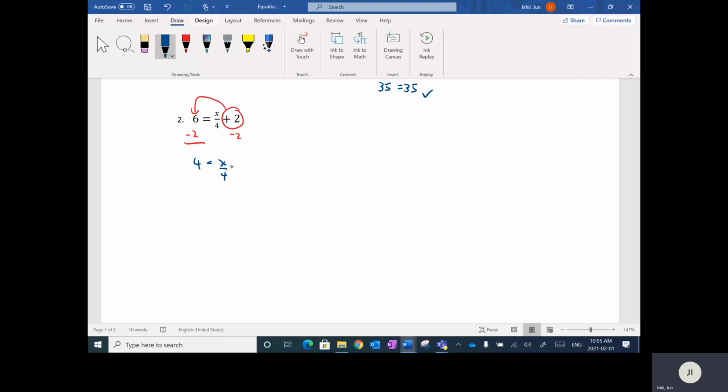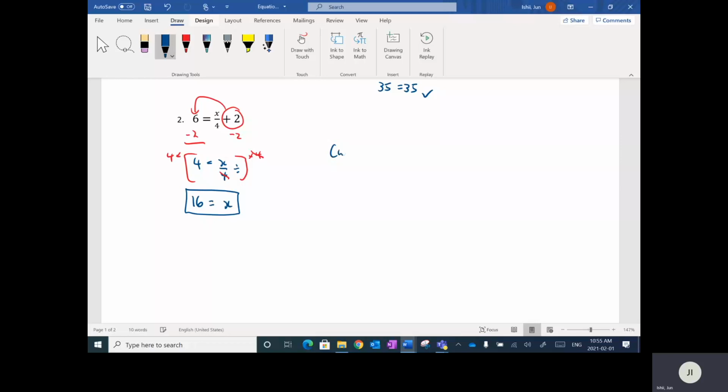Whenever you have a fraction, it's the same as a division. So the opposite of dividing is to multiply. The way I write it is I put the whole thing in brackets, and I multiply both sides by 4. This 4 will cancel with this 4, and therefore x is going to equal 4 times 4, which is 16. There's my answer. Again, the opposite of division is to multiply, so you multiply both sides by 4 in this case.